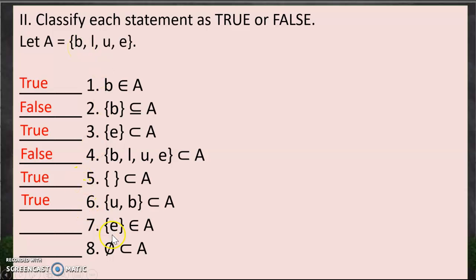Number 7, {E} with braces, is it an element of set A? The answer is false, because in elements there are no braces. Number 8, the null set is a proper subset of A. So the answer is true.